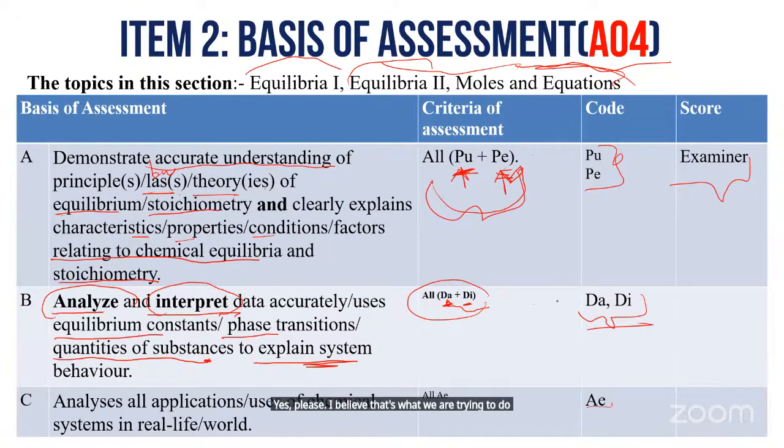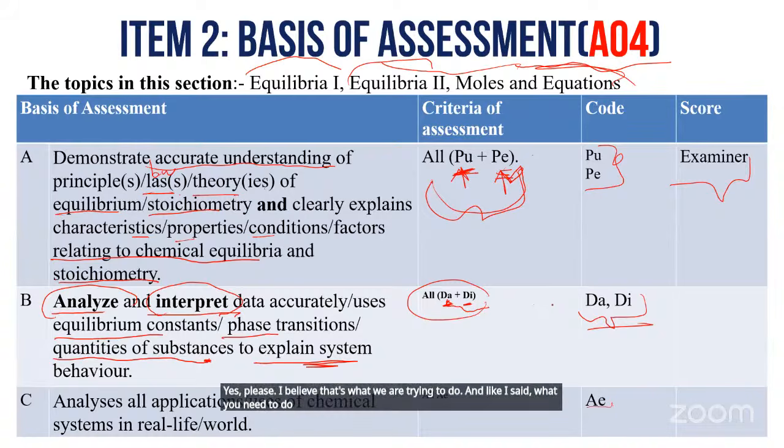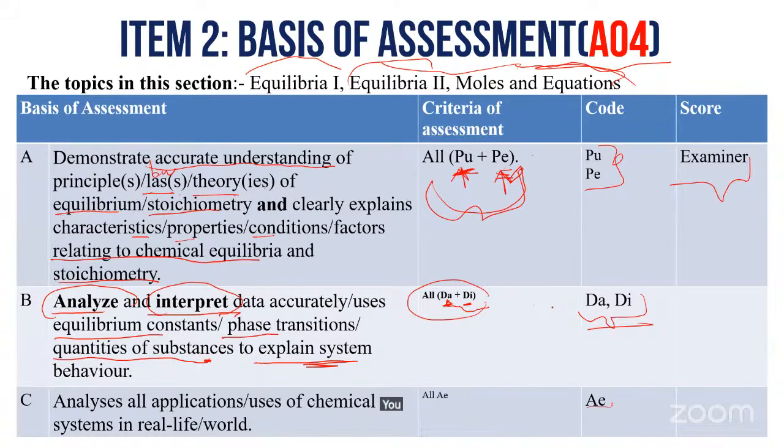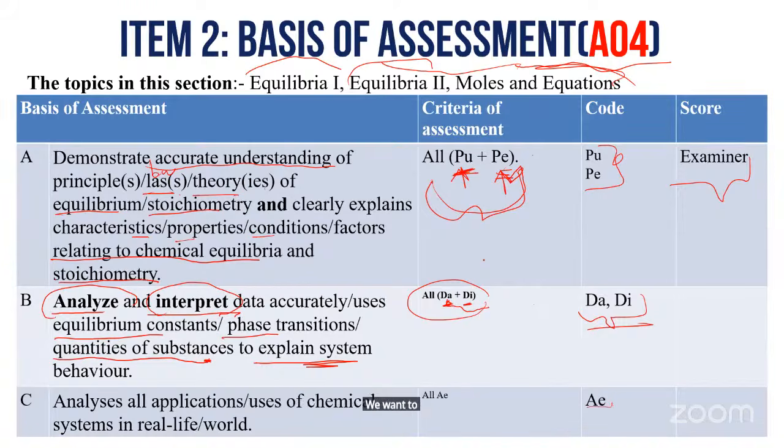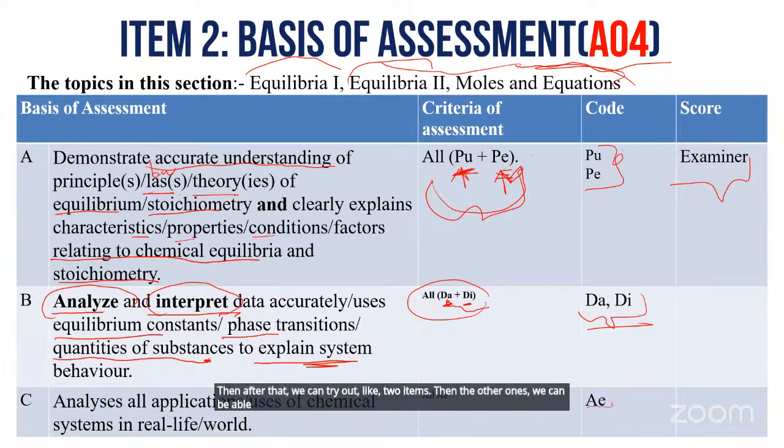And like I said, what you need to do is to make sure that you practice. What we are going through now is to make sure that we have the basis of assessment, and then we practice, we do at least like 2 numbers right here, and then we can call it a day. So this is the basis of assessment item 2. We want to see also, what about for section B part 1 and section B part 2? Then after that, we can try out like 2 items. Then the other ones, we can be able to try them from level up.